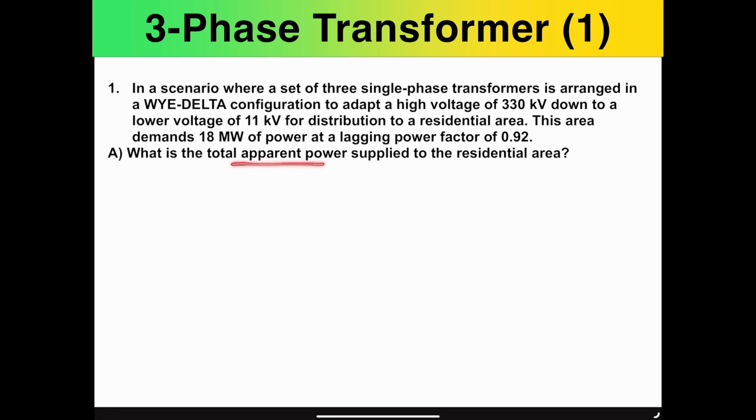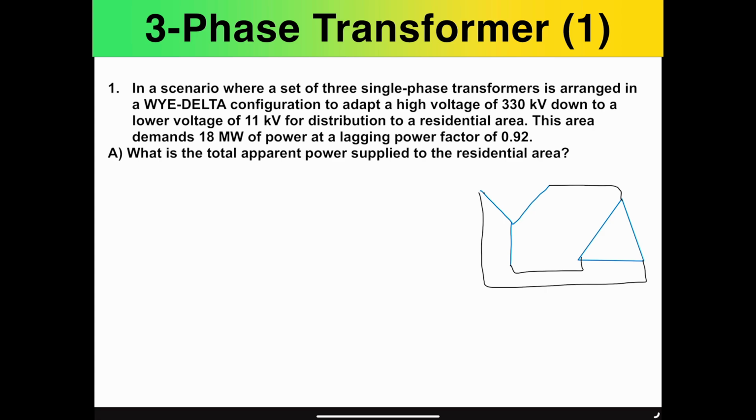The first one is asking, what is the total apparent power supplied to the residential area? I would first like to draw roughly how it looks in terms of the Y-delta configuration that the question is asking. Imagine that roughly this looks like the scenario we are expecting. So I'm connecting the wiring, and it also says that the primary side has 330 kilovolts, which is going to be converted down to 11 kilovolts. The demanded power is going to be 18 megawatts, and the power factor is going to be 0.92 as well. So this is all the information that we're given.